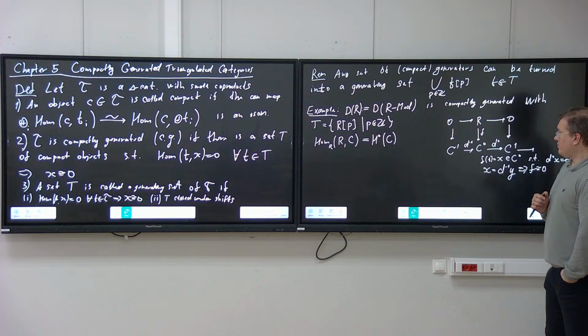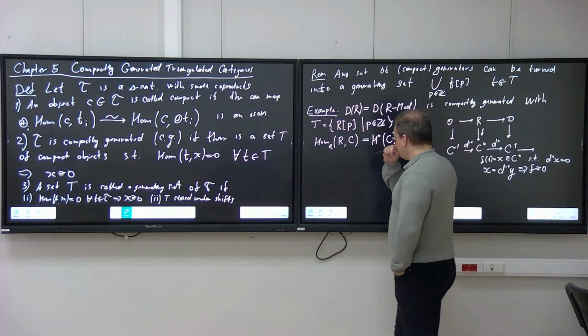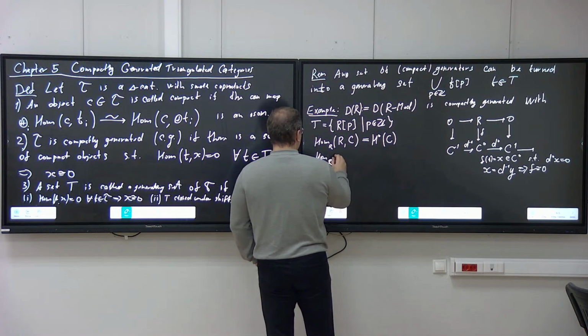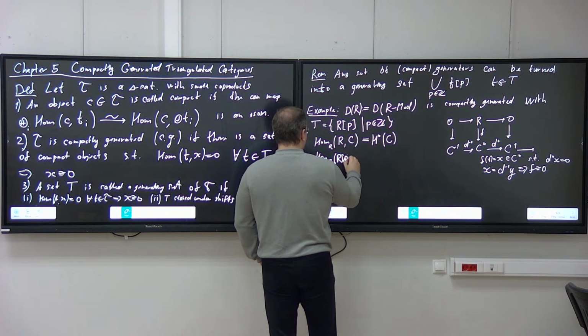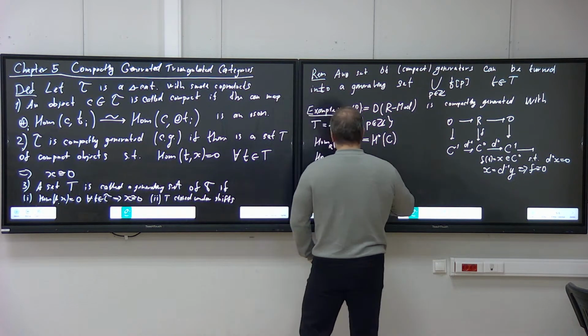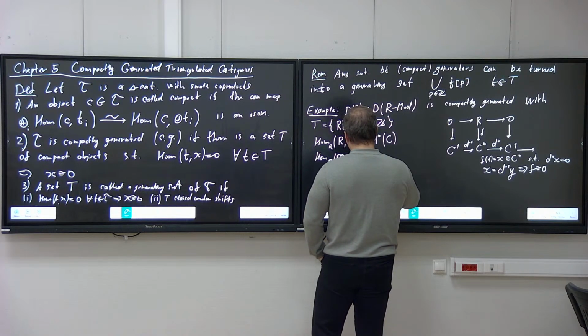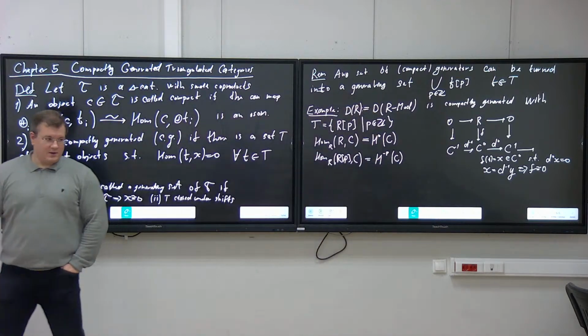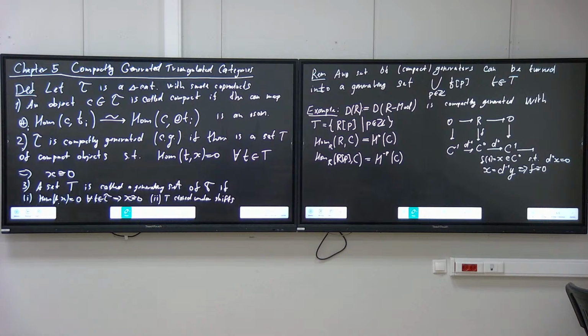So it looks like if you compute just some Homs like this, you just get the homology. But if you do this with all the shifts, I think this is something like H to the minus p of C, right? So if all such Homs are equal to 0, it means that all the cohomology of the complex is 0. Hence this is an acyclic complex, so it is 0 in the derived category.